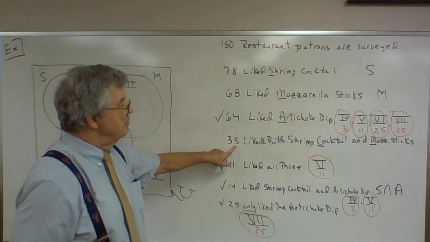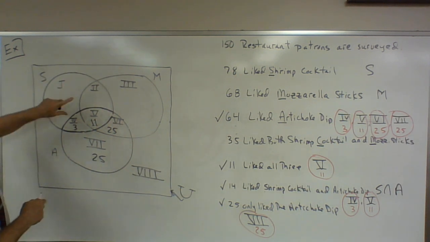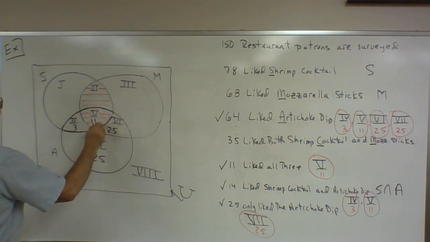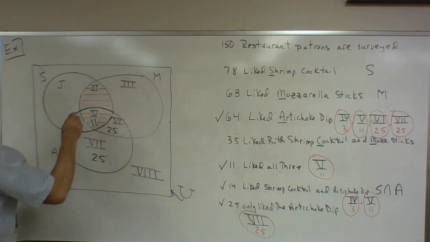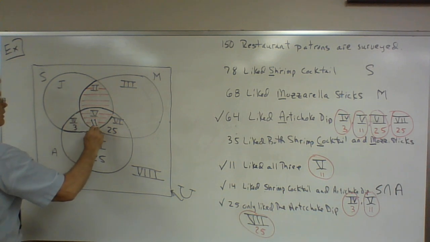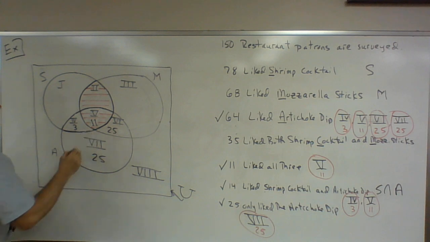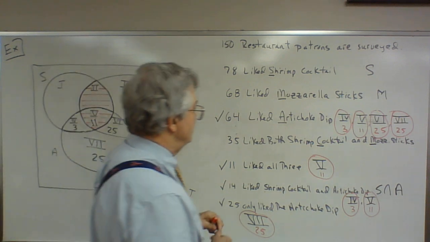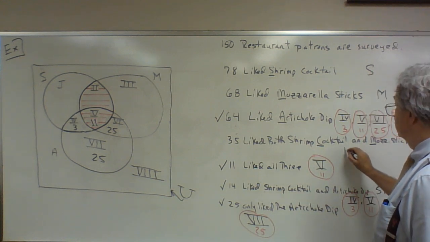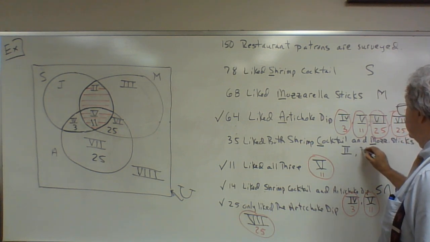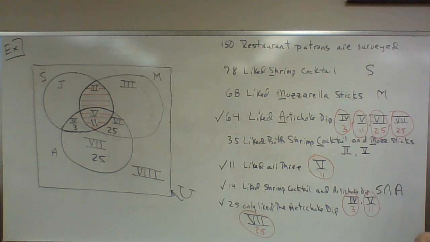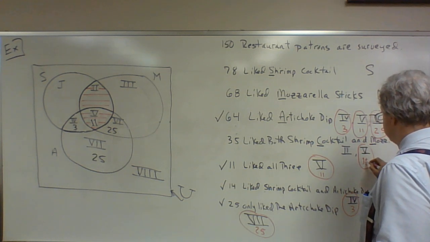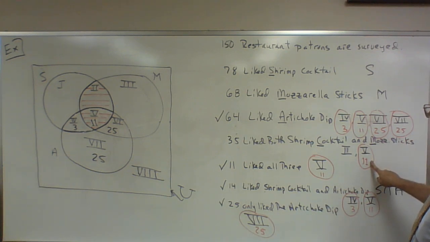35 liked both shrimp cocktail and mozzarella. Here's the shrimp circle. Here's the mozzarella circle. These are the people that like both shrimp and mozzarella. So this pair of regions, region 2 and region 5, these are the ones that like shrimp cocktail and mozzarella. And let me write down that this is region 2 and region 5. And I know how many people are in region 5. 11 people.